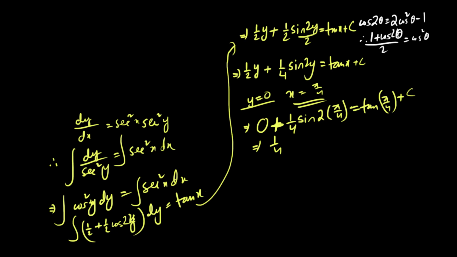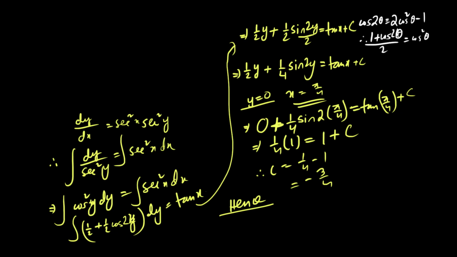So we know 1 by 4 into sin of 2 into pi by 4 is sin pi by 2. Pi by 2 is 90 degrees. Sin 90 degrees is 1. So this is 1 by 4, and tan 45 degrees is also 1. So c equals 1 by 4 minus 1, which is minus 3 by 4. Hence now we have to write down the particular solution. It is going to be 1 by 2 y plus 1 by 4 sin 2y equals tan x minus 3 by 4.